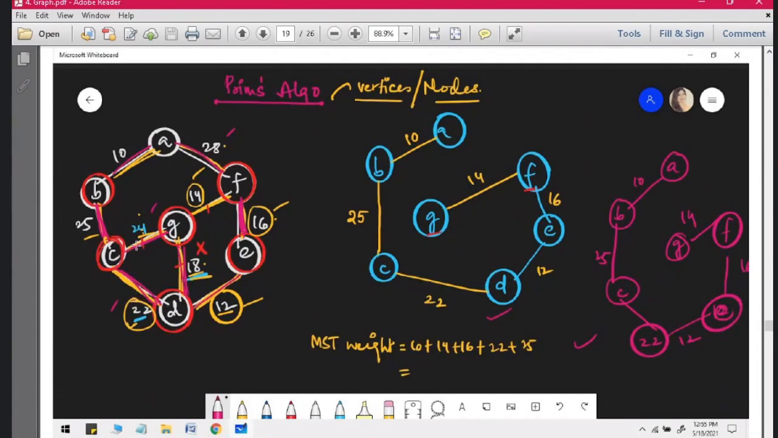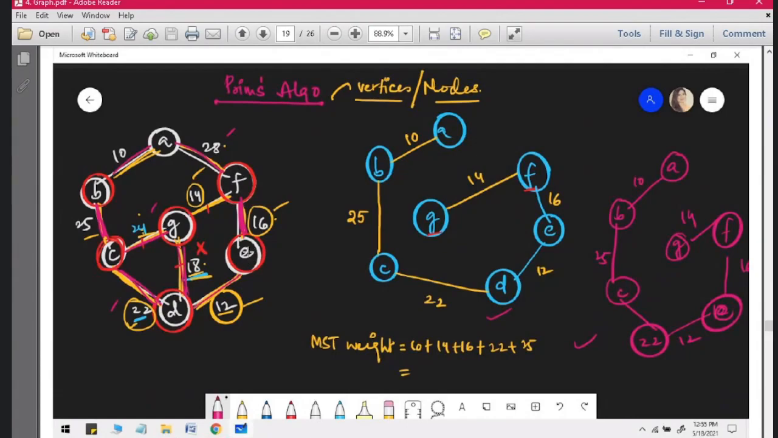So out of 24, 22 and 28 we have to find out which is minimum. 22 is minimum, so I have connected 22. Now D is also included in the set, so two edges also coming out of it will be included, that is 18 and 12. So out of 24, 28, 18 and 12, which is minimum? 12 is minimum, so I have connected this.